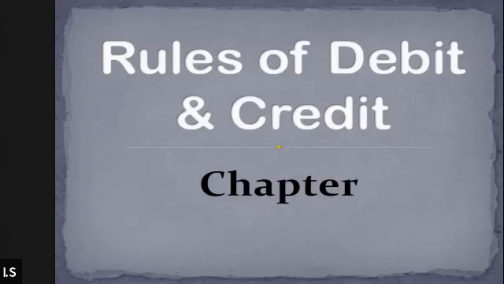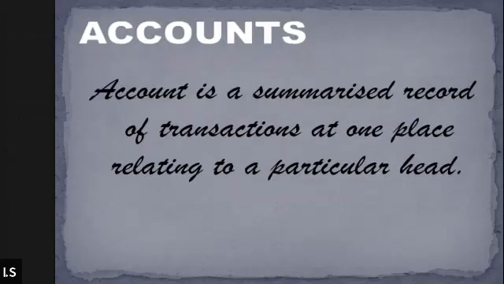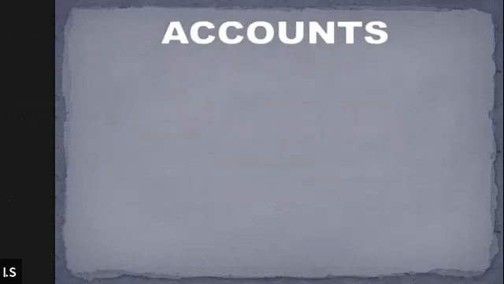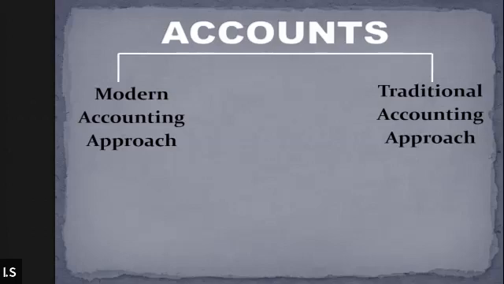So everyone, we were doing this chapter, rules of debit and credit. Let's first of all revise everything before proceeding further in this chapter. Until now in this chapter, we have understood the meaning of the account. Then we understood there are two approaches on the basis of which accounts can be classified into different categories. One is the modern accounting approach, then we have the traditional accounting approach.